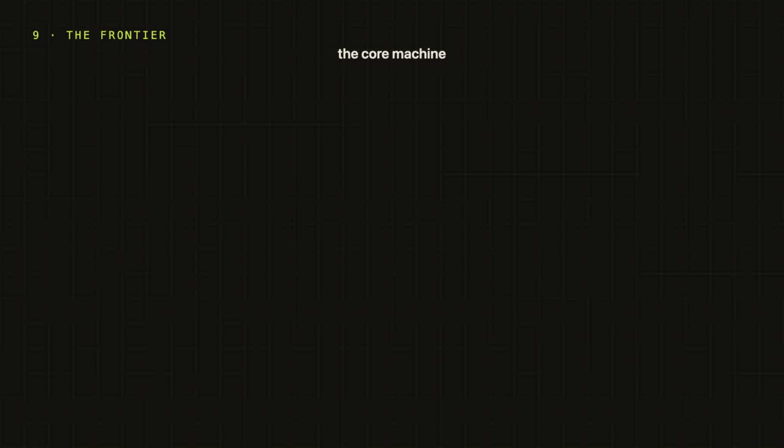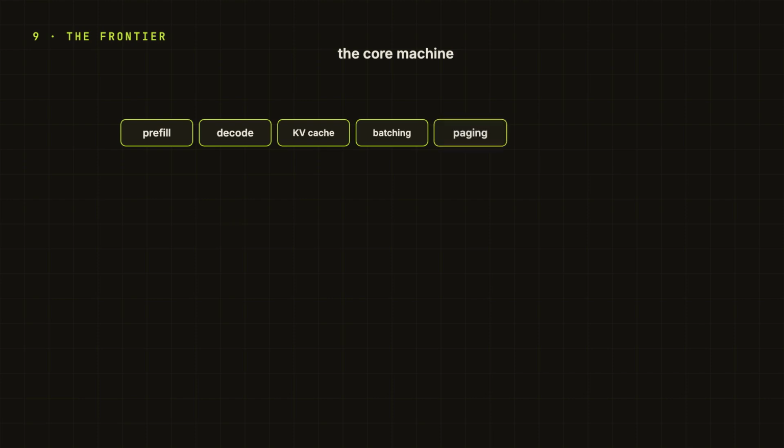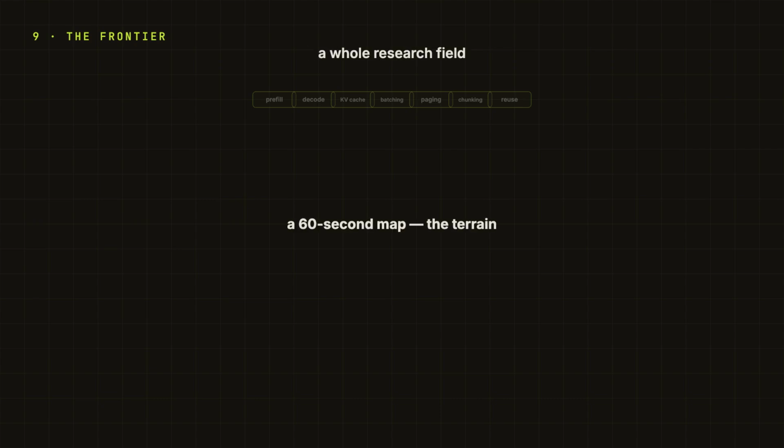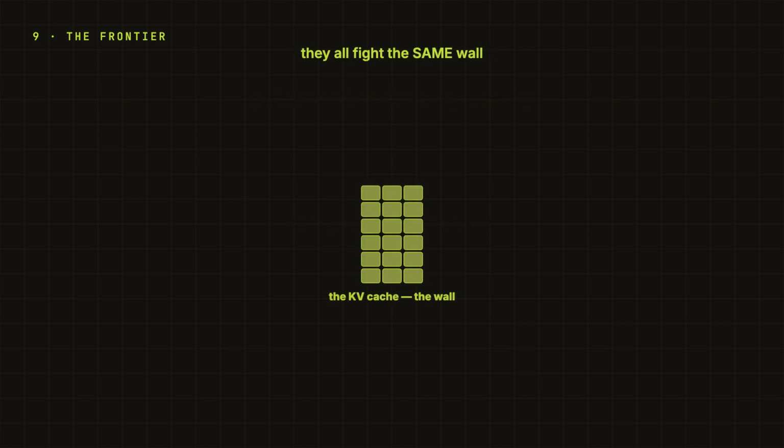Now I have shown you the core mission: prefill, decode, the KV cache, batching, paging, chunking, reuse. And honestly, that is enough to understand almost any serving system you will meet. But I do not want to pretend the story stops here, because there is a whole research field pushing on this, and it is worth a 60-second map, just so that you know the terrain. Not so you learn every algorithm, and the important part is this: almost every one of these is just fighting the exact same wall we just built, the KV cache. They just attack it from different sides.